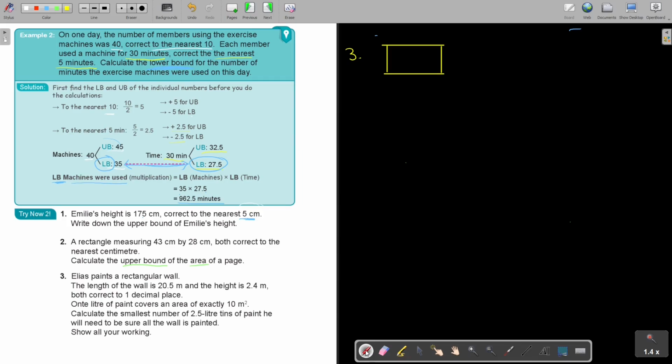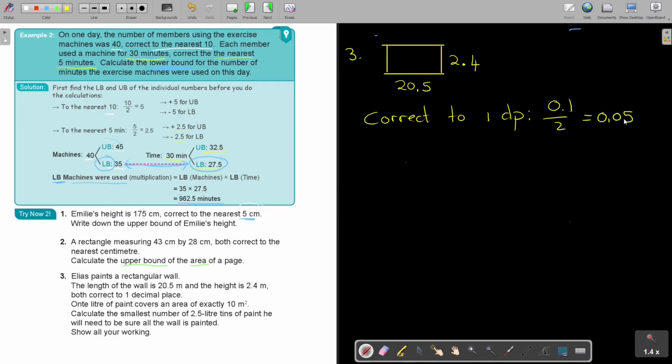The length of the wall is 20.5, so this is 20.5. And this is 2.4. Okay, and it's all in meters. Both correct to 1 decimal place. Now remember what I said: correct to 1 decimal place is always 0.1 divided by 2. 2 decimal places will be 0.01 divided by 2. 3 decimal places will be 0.001 divided by 2. Significant figures, there you must look at the number before you can decide. But this is going to be 0.05. And again, I'm not going to write that now.